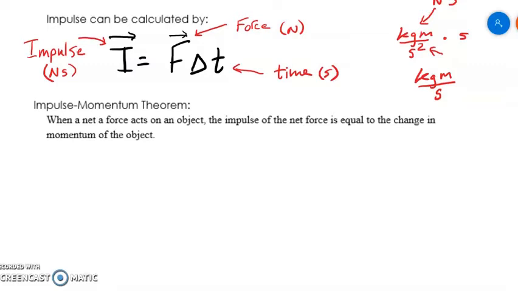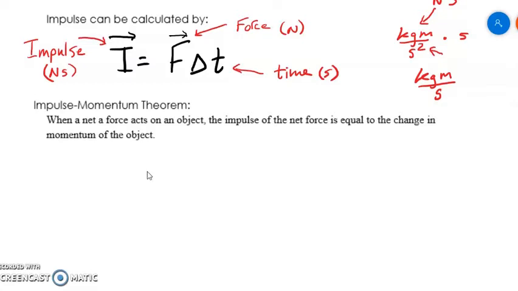When a net force acts on an object, the impulse of the net force is equal to the change in momentum of the object. That's exactly what we just said, just in a more formal way. Impulse is equal to change in momentum. So here's what we're saying. I equals change in P.